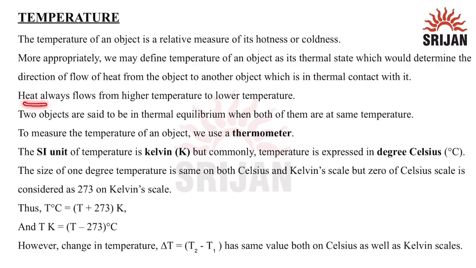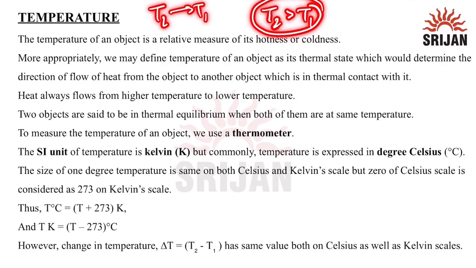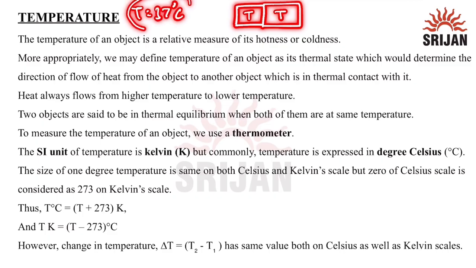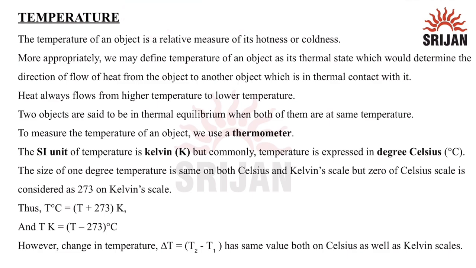Heat always flows from higher temperature to lower temperature, as I just said, from T2 to T1 in my case. Two objects are said to be in thermal equilibrium when they both have the same temperature. Suppose this is box 1 and this is box 2, and both boxes have temperature T, let's say 37 degrees Celsius. As both have the same temperature, there would be no transfer of heat from one object to another, and the state is known as thermal equilibrium.